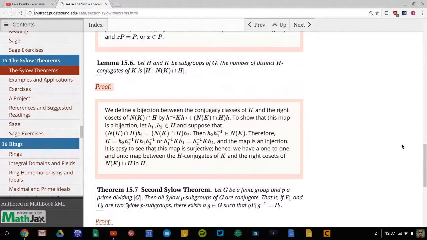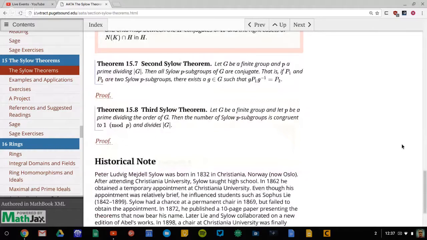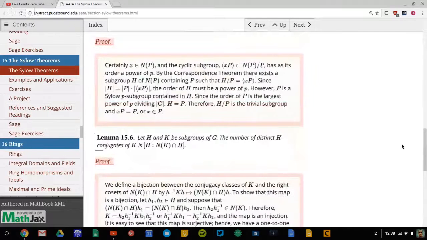Because the map is going from the set of conjugates of K to the right cosets, if we have two right cosets that are equal, they're actually the same conjugate to begin with. So that proves that the map is injective. It's clearly surjective by construction because little h can be any element from the larger group H. So that proves that those two things have the same size because there's a bijection between them. Okay. Any questions about those?